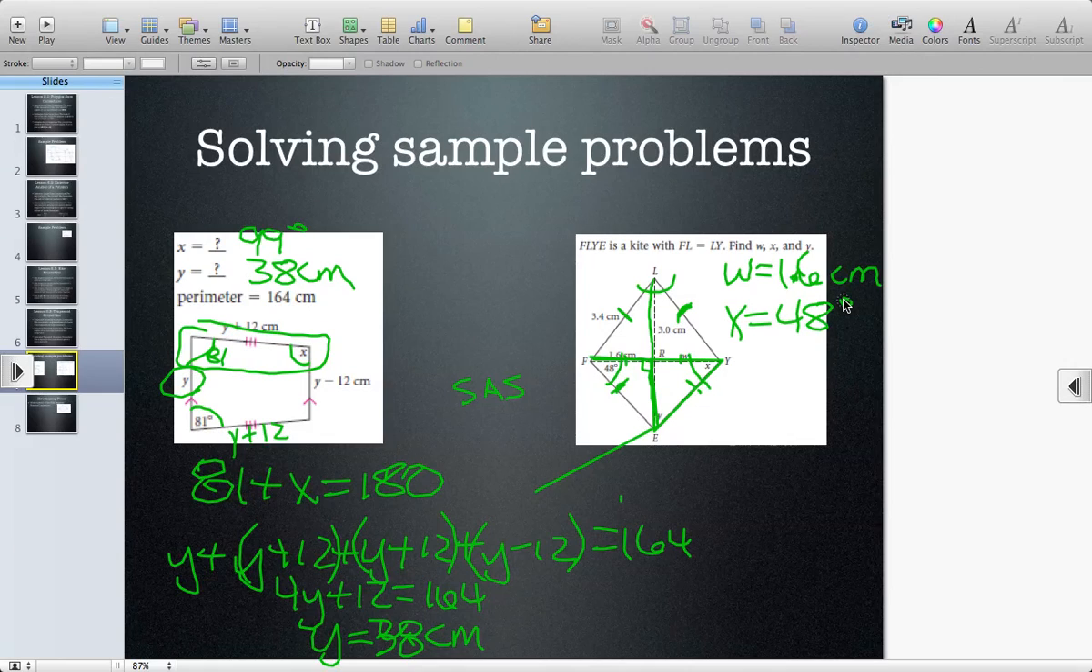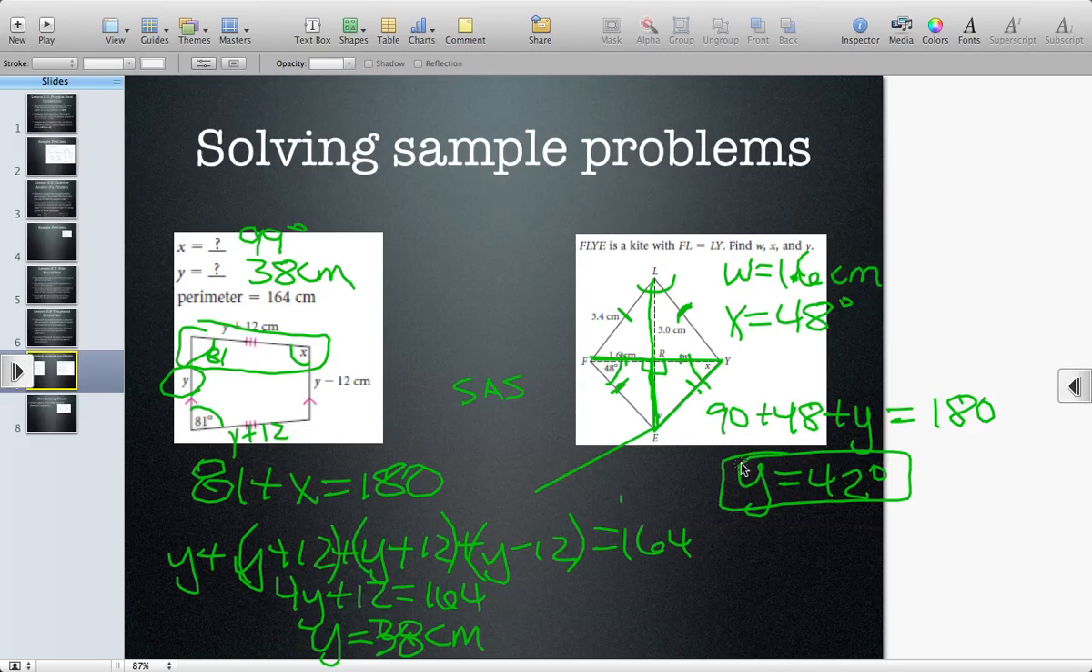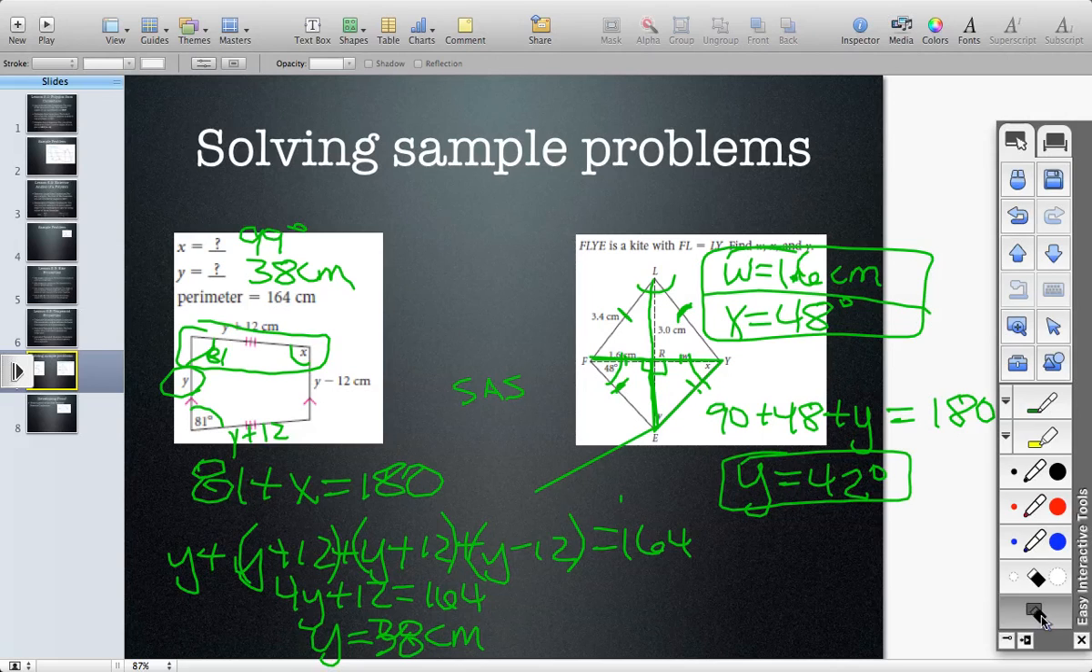So then using our triangle sum conjecture, I have 90 degrees here, 48 degrees for angle X, plus whatever Y is, all equal to 180 degrees. So subtract 90 plus 48 from 180, and Y is equal to 42 degrees. So lots of nice, easy conjectures that we were able to use, bringing everything together. Talking about bisectors, perpendicular lines, triangles, all of this corresponds together using our kites. So that's pretty easy.